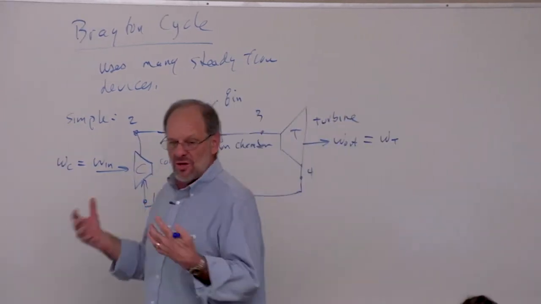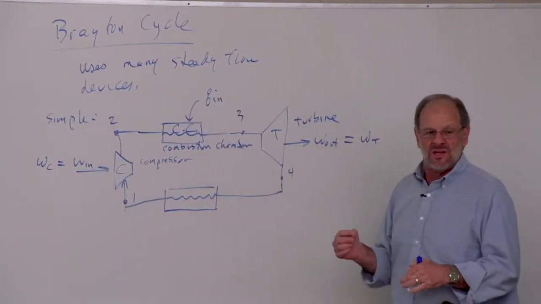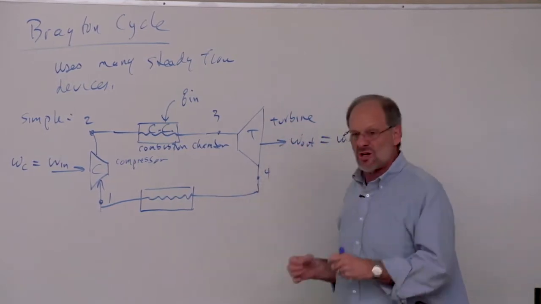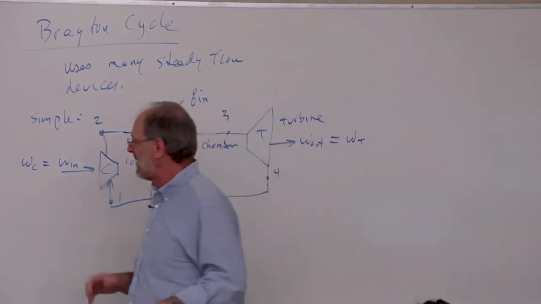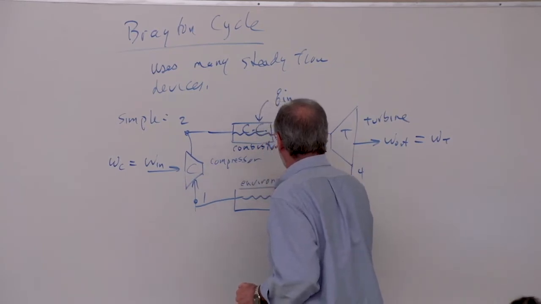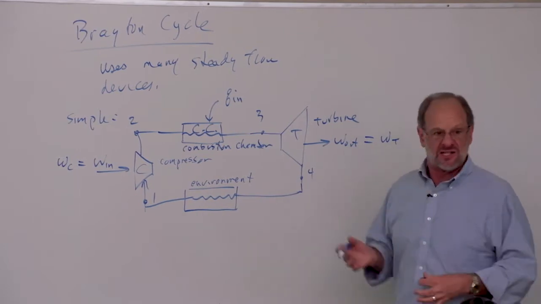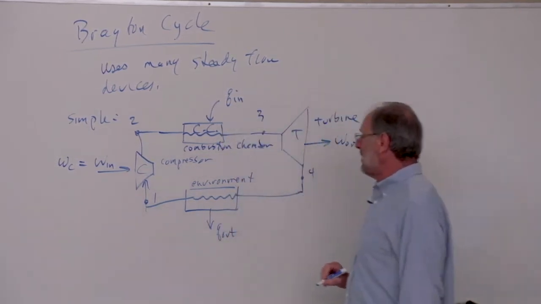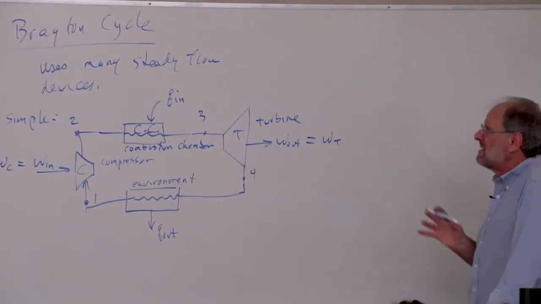The environment is so huge compared to the small amount of output from that turbine that we assume that the exit from the turbine eventually cools down until it's at the same temperature as the environment. Okay? So this is the environment. Again, in the real world, it's the environment, but in our world, it's just a heat exchanger. And this is where we're going to reject heat from the system. So here's our Q out term. Okay? So this is the simple Brayton cycle.